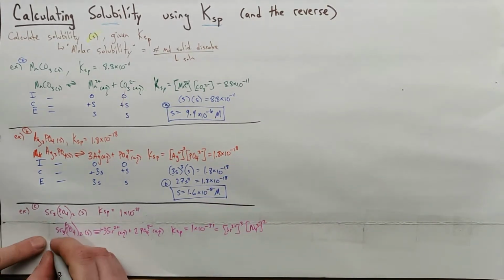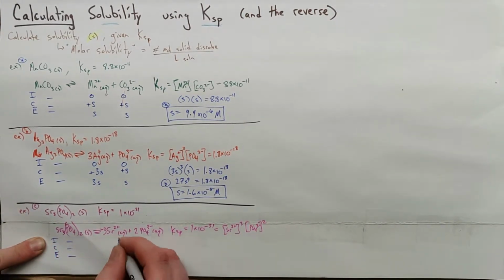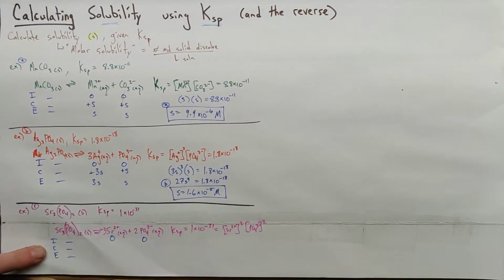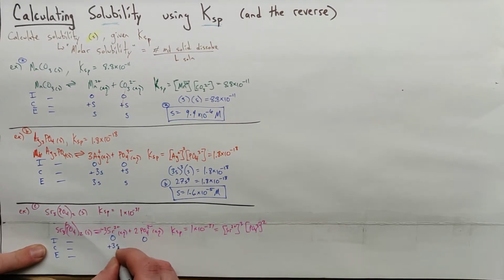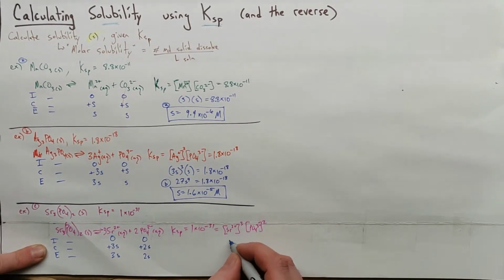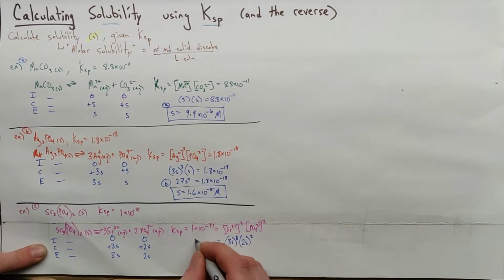We're going to do an ice problem. We're not worried about our solid. We don't have any of those things starting out. This is going to go up, right? As we shift right, those zeros will increase. So that's going to go up by 3S, and that's going to go up by 2S, right? And then we're going to end up with 3S there and 2S there. And then this is 3S quantity cubed and 2S quantity squared equal to 1 times 10 to the minus 31st.